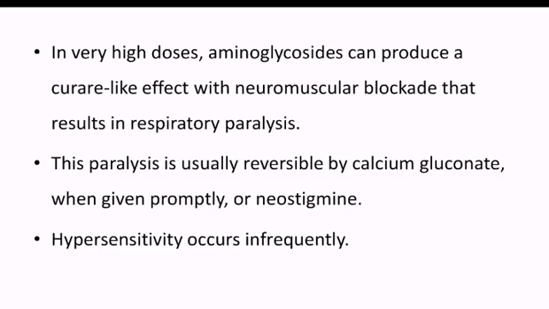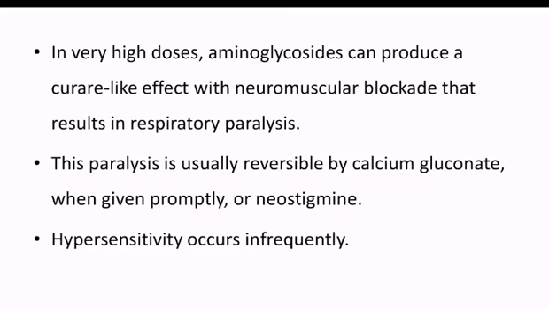aminoglycoside can produce curare-like effect with a neuromuscular blockade that results in respiratory paralysis. Curare comes from d-tubocurarine. This paralysis is usually reversible by calcium gluconate when given promptly, or reversible when we give neostigmine, which is an acetylcholinesterase inhibitor.